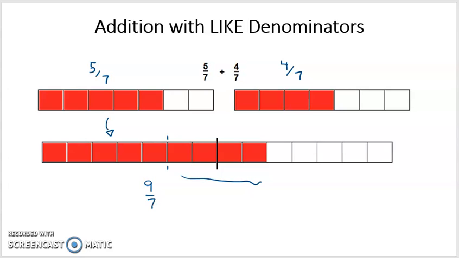Now, when I put these together, I notice that 9/7 is improper. I mark off the unit, which is 7/7. So 9/7 is equal to 1 unit, or 7/7, plus 2/7 remaining. As a mixed number, that would be 1 and 2/7. So that's one way you can model addition of fractions with like denominators.